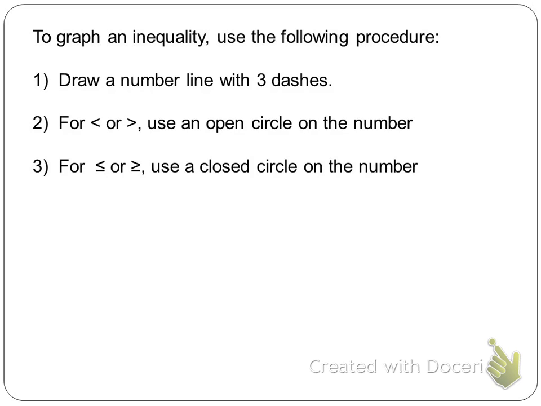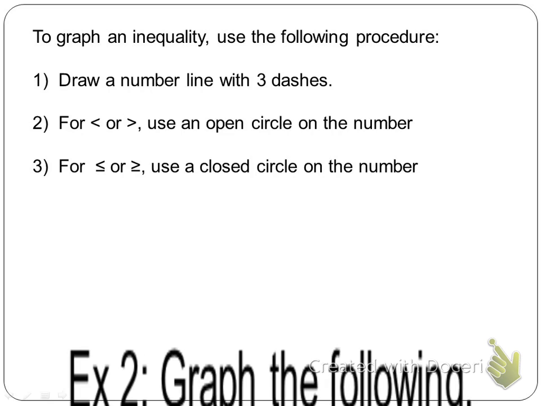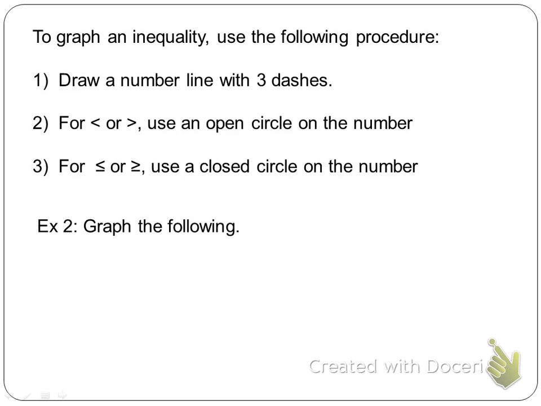But we use an open circle on 3 to show that everything, even just slightly bigger than 3, would be a solution. But not the 3. So filling in the circle means it is part of your solution set. Leaving the circle open shows that it is not part of your solution set. So I want to graph the following. Here is example A.